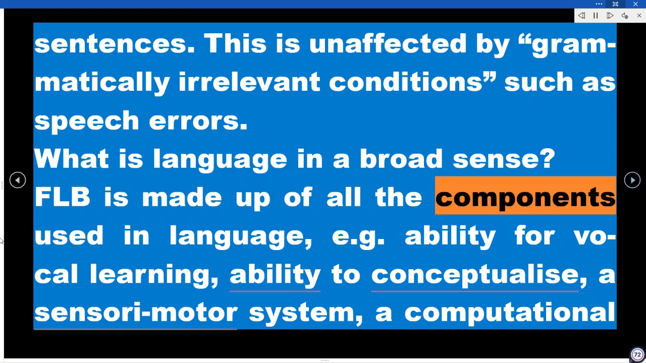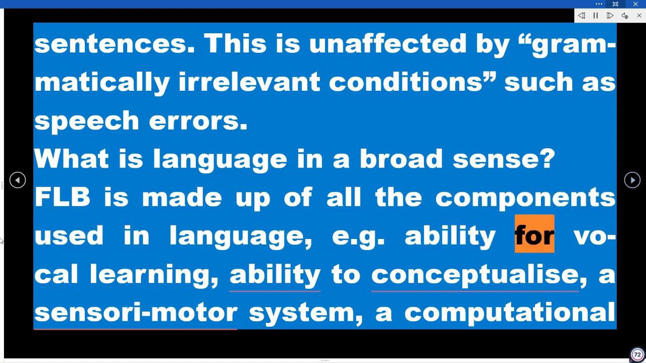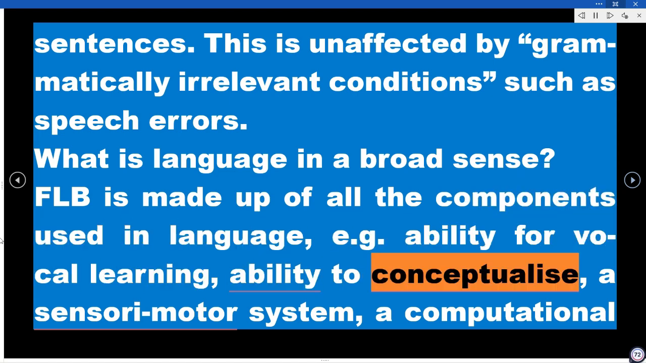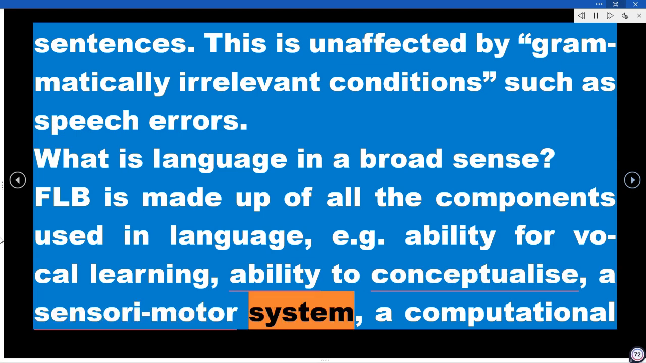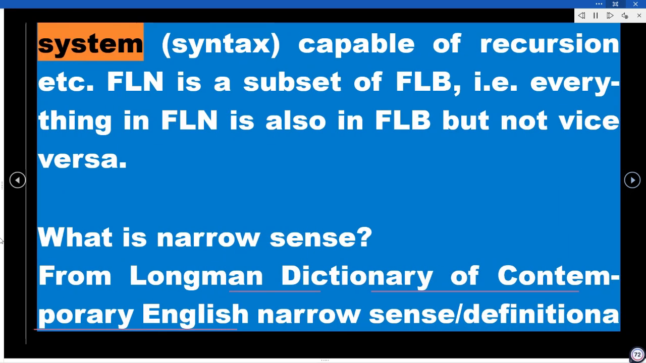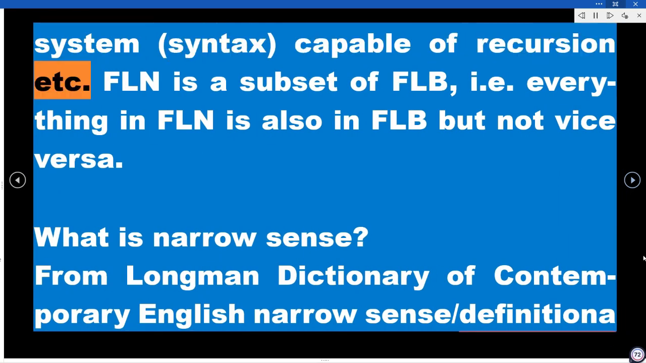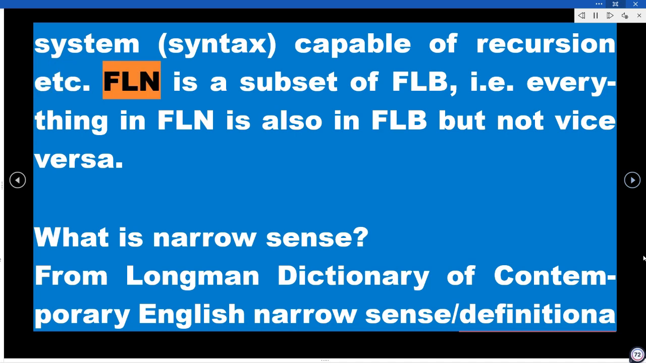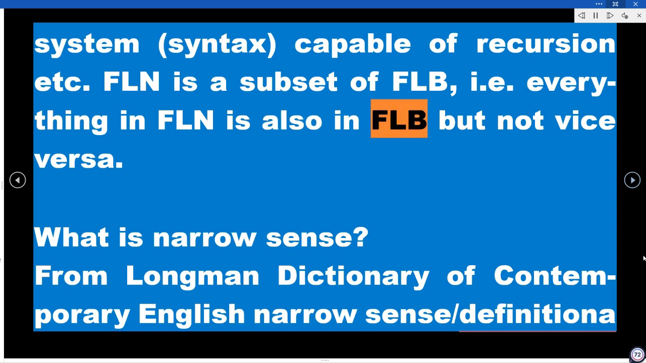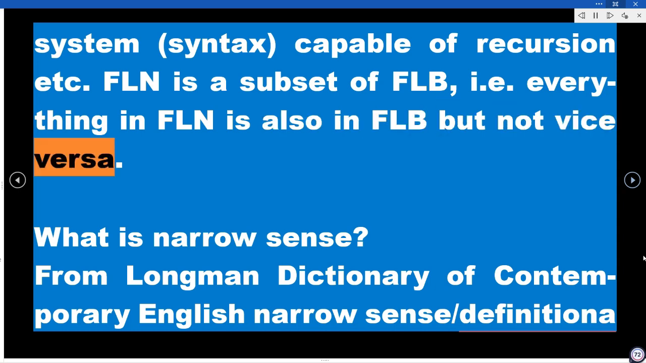FLB is made up of all the components used in language, e.g. ability for vocal learning, ability to conceptualize, a sensory-motor system, a computational system, syntax, capable of recursion, etc. FLN is a subset of FLB, i.e. everything in FLN is also in FLB, but not vice versa.